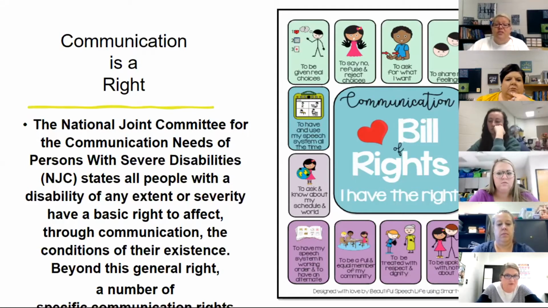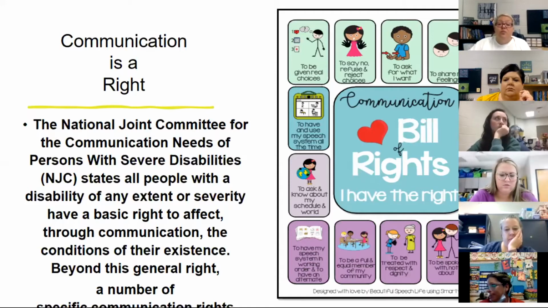I have a right to be taught how to communicate. So everyone learns how to communicate differently. It is our job as educators, as special educators, to teach the child how to communicate, whether that's with their device, with words, with pictures, with their facial expressions. We have to teach them that.